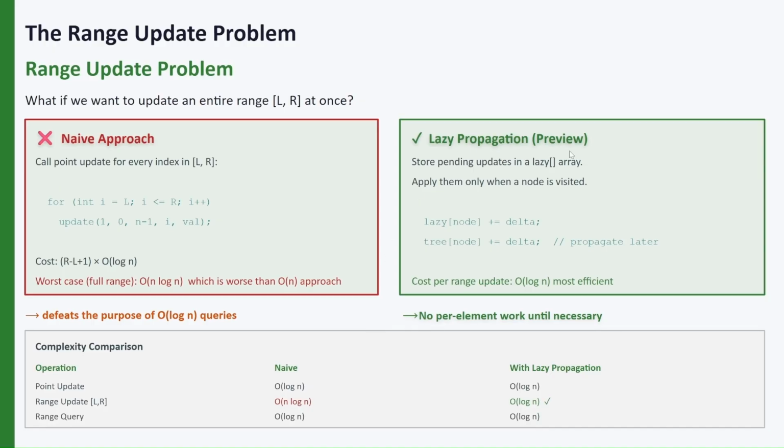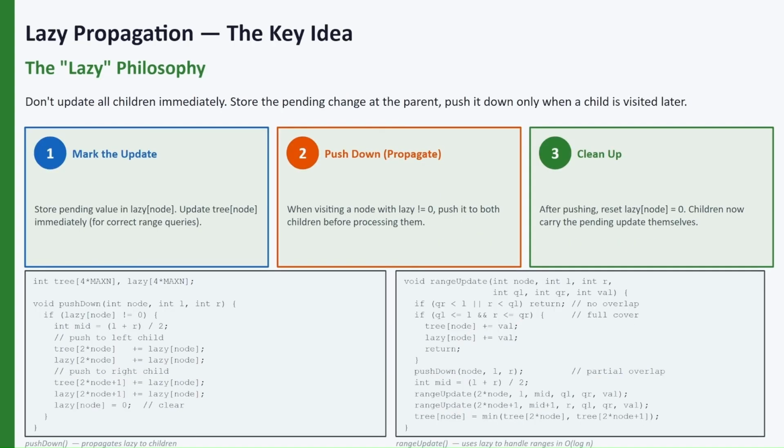That's where lazy propagation comes in. Instead of immediately pushing an update down to every affected child, we store the pending change at the current node in a parallel lazy array and only propagate it downward when that child is actually visited later. There are mainly 3 steps. Mark the update at the covering node, push it down only when needed, and clean up by resetting the lazy value to 0 after pushing it. Down here, we can see how the push down handles the propagation and how the range update uses it.